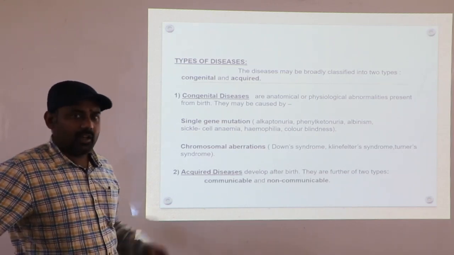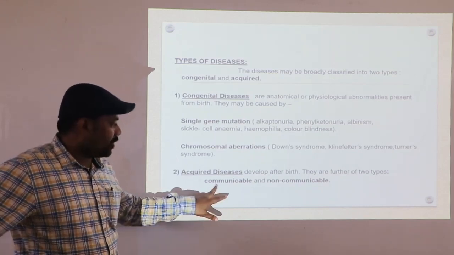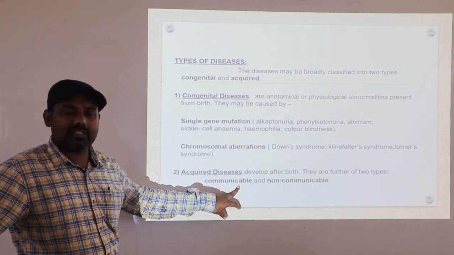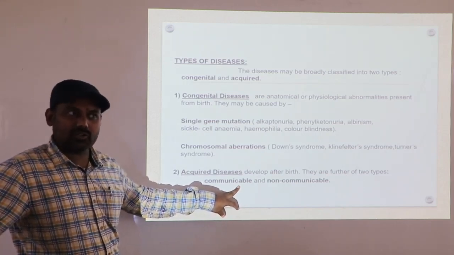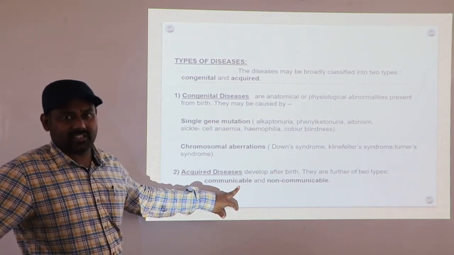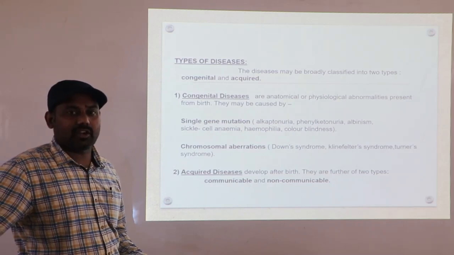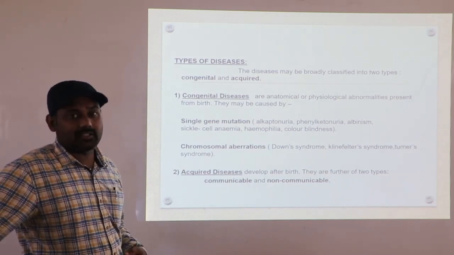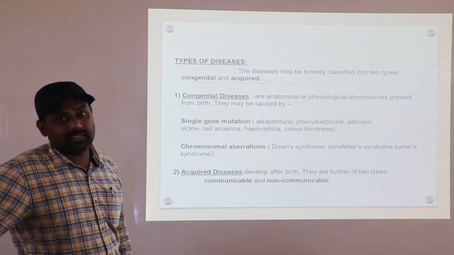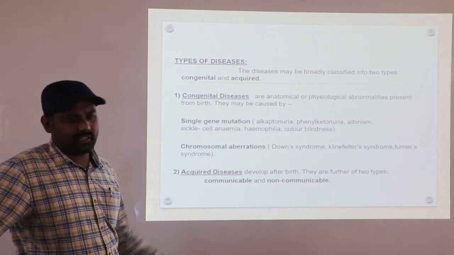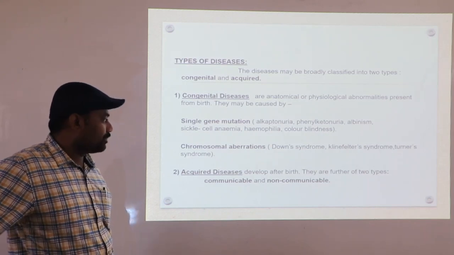Do remember. So communicable diseases are also called infectious diseases, also called transmitting diseases, or also called contagious diseases. And meanwhile, non-communicable diseases are also called non-transmitting diseases, also called non-contagious diseases, also called non-infectious diseases. Clear? So we'll go one by one.